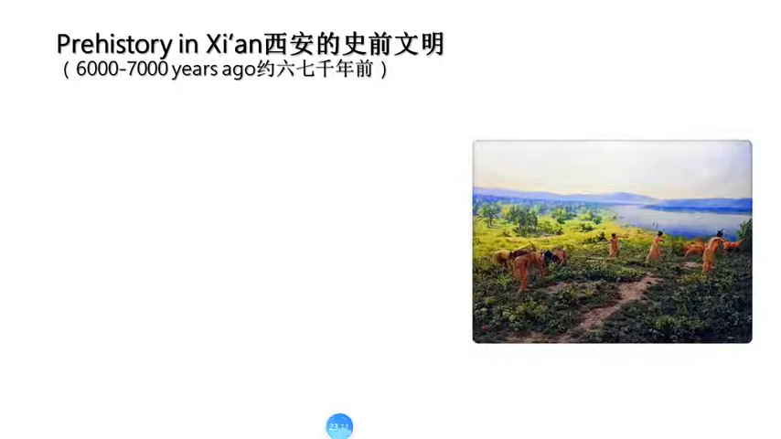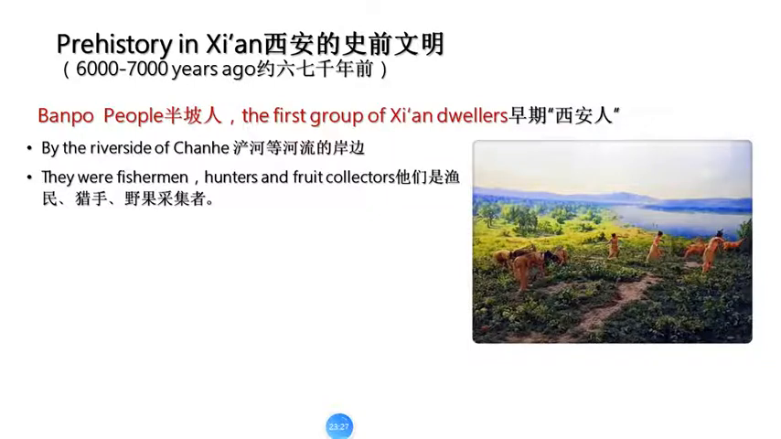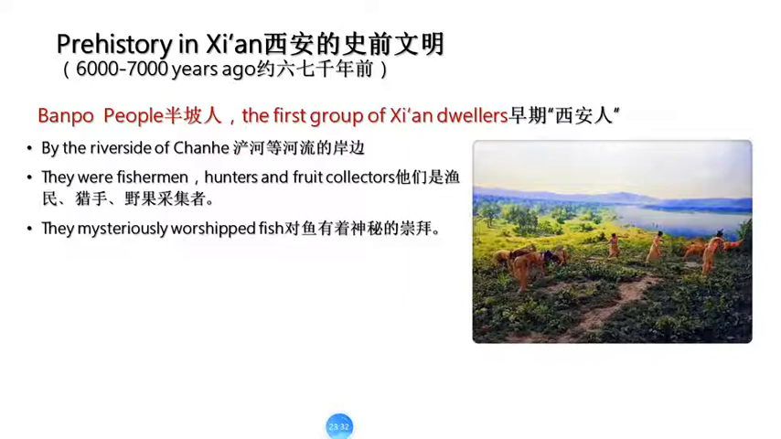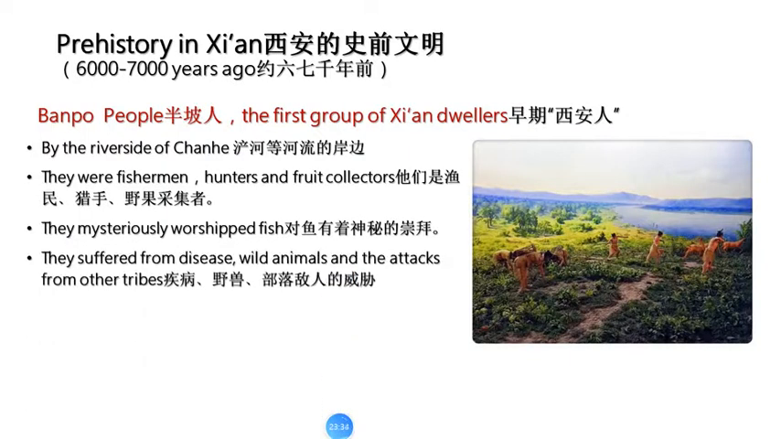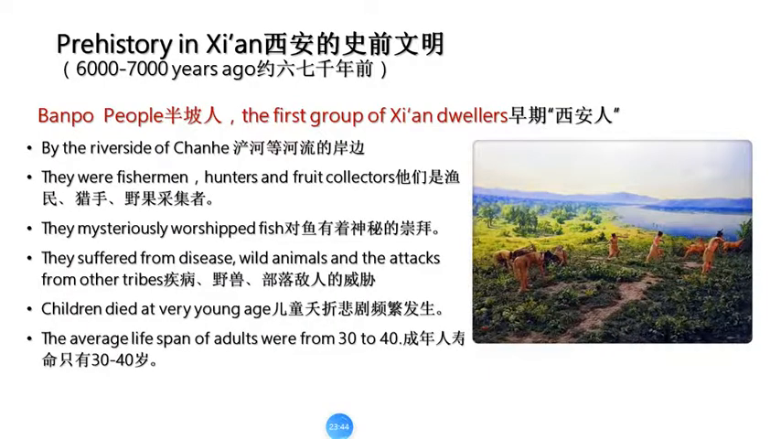Prehistory in Xi'an, 6,000 to 7,000 years ago, by the riverside of Chang'e, there lived a group of Banpo people. They were the first group of Xi'an dwellers. They were fishermen, hunters, and fruit collectors. They mysteriously worshipped fish. They suffered from disease, wild animals, and the attacks from the other tribes. Children died at a very young age. The average lifespan of adults was from 30 to 40.